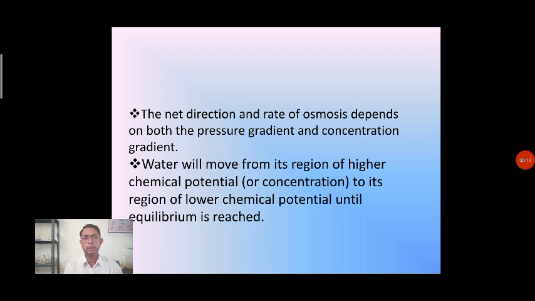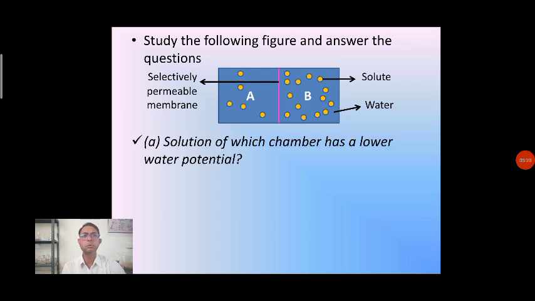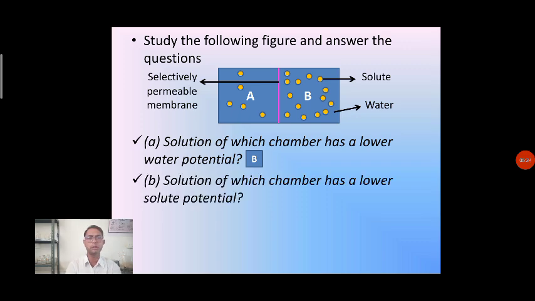Up till now, the equilibrium of the movement has been managed, or we can say it is satisfied. Here you can see two membranes, A and B. These are two compartments separated by a selectively permeable membrane. Now, the solution of which chamber has a lower water potential? Obviously, the water potential is lower in chamber B.